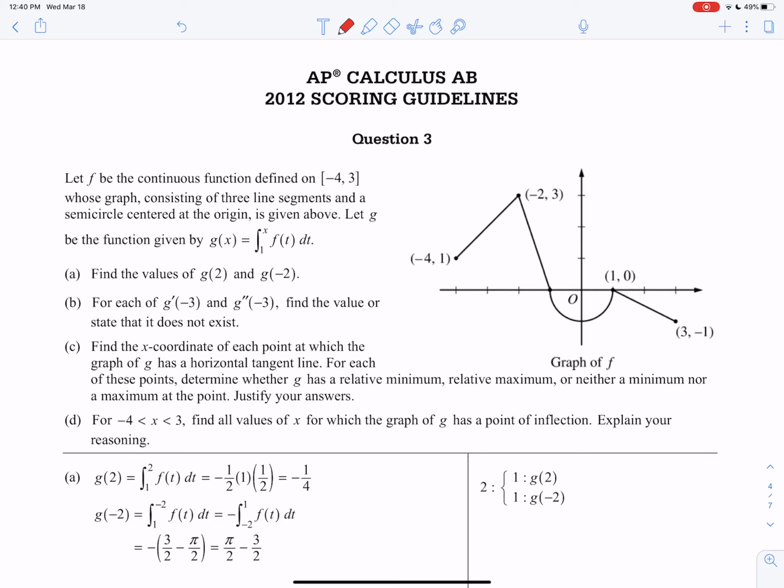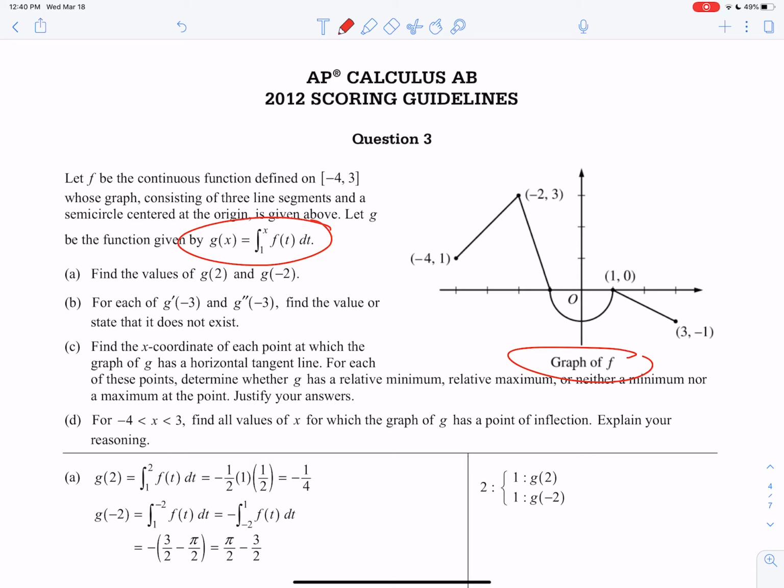Hey everyone, 2012 question 3. This is a graph analysis problem, okay? So here we go. Right away, I noticed that the graph represents f, and then they give me a g function, which is the integral of f from 1 to some number, okay?